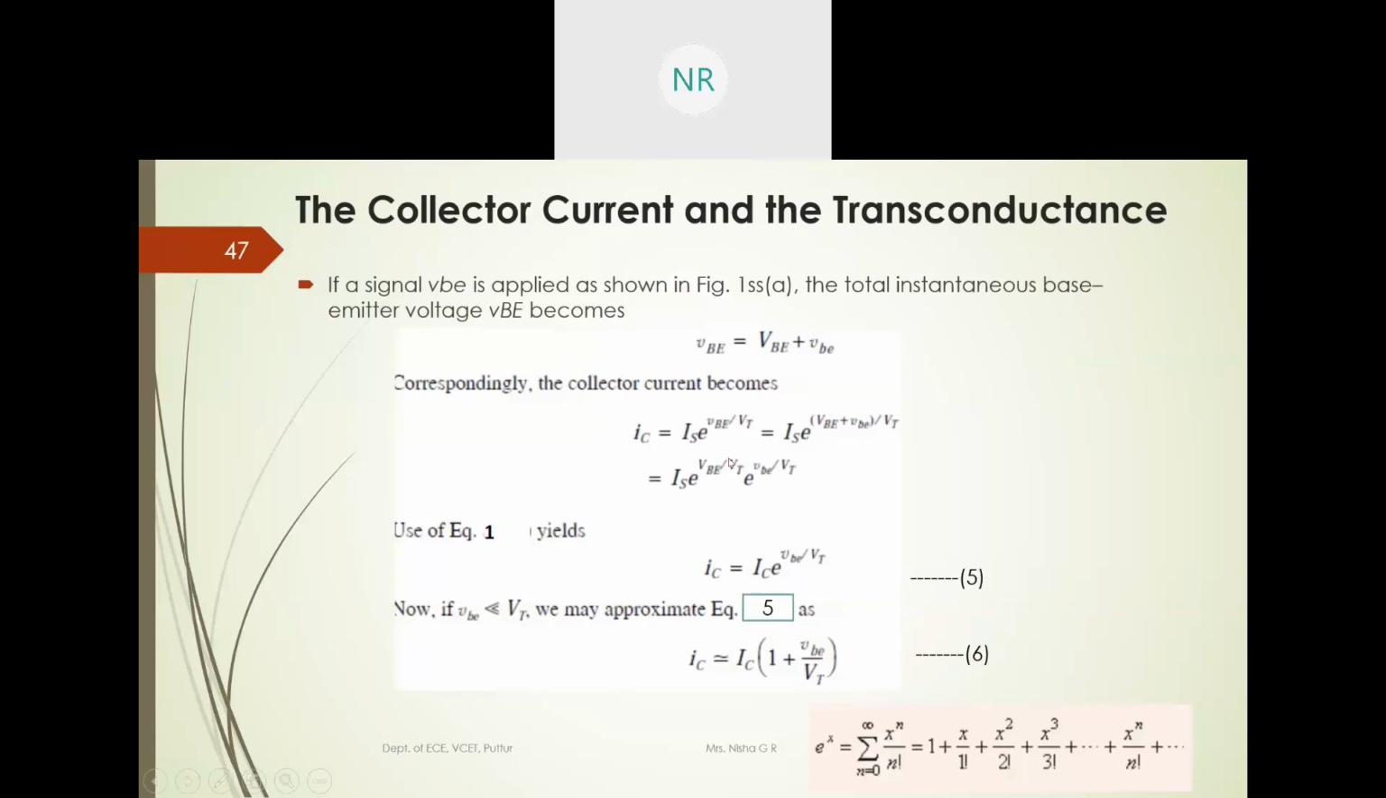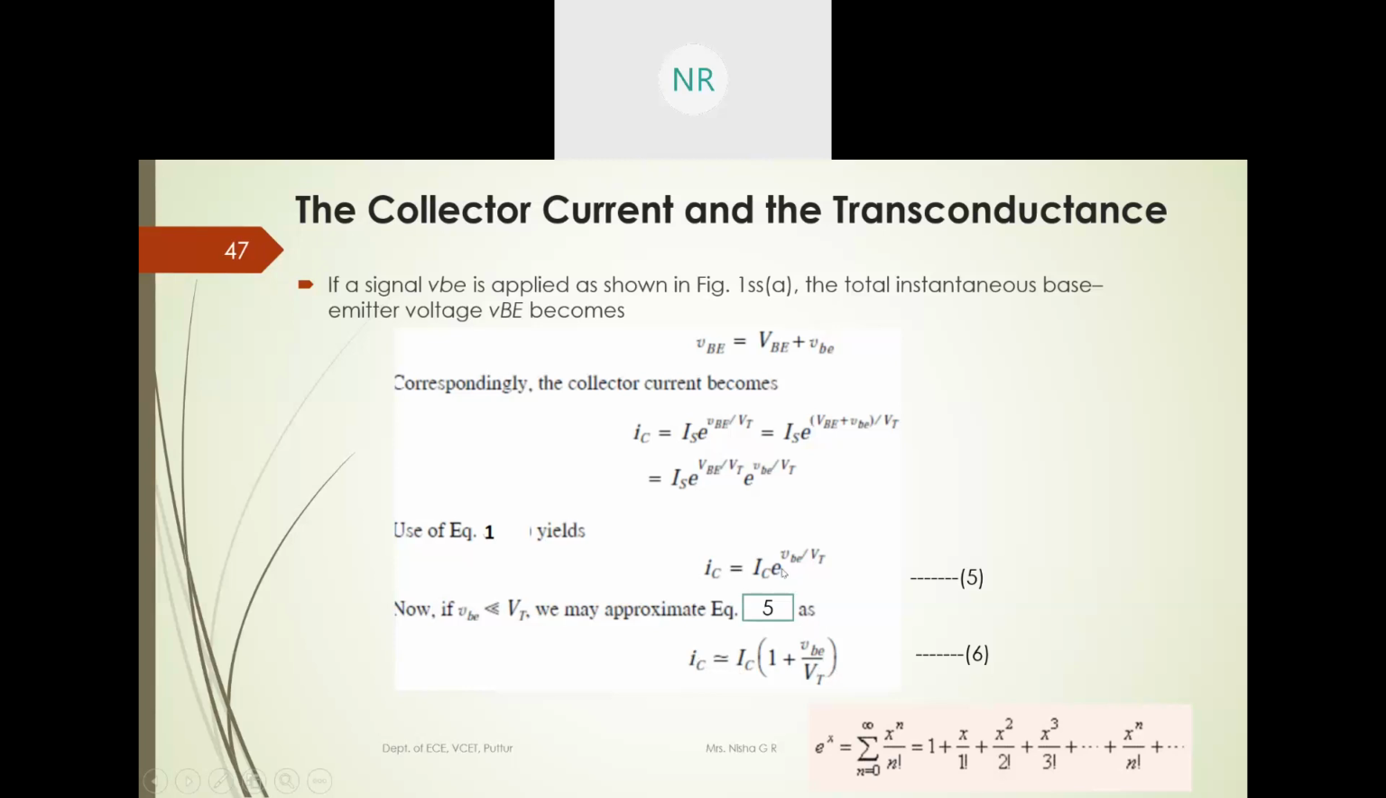Using that, see how I can write this. This portion, Is into e to the power capital VBE by Vt, is nothing but the DC component current, that is Ic, into e to the power vbe by Vt. So this is the instantaneous collector current. Now, if we know small signal means vbe value is very much lesser than the threshold value, so we approximate equation 5 like this.